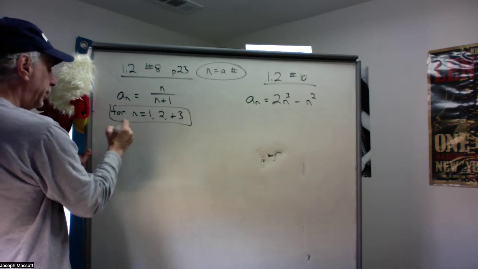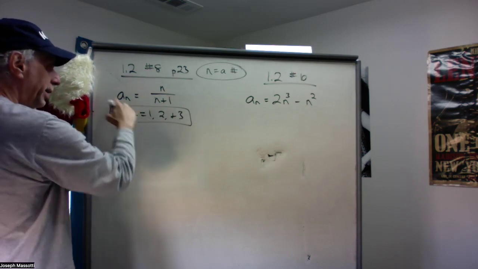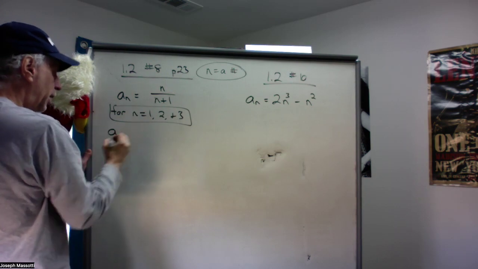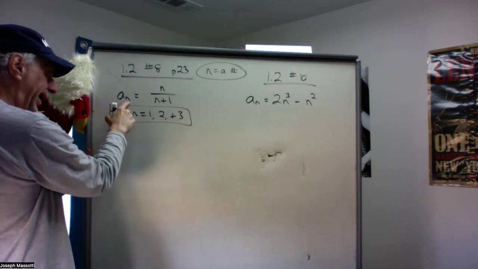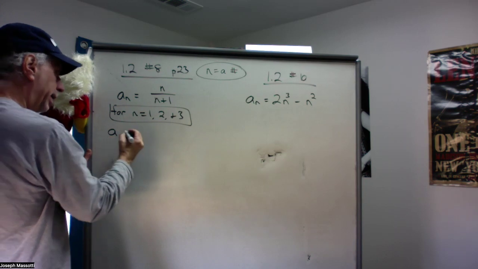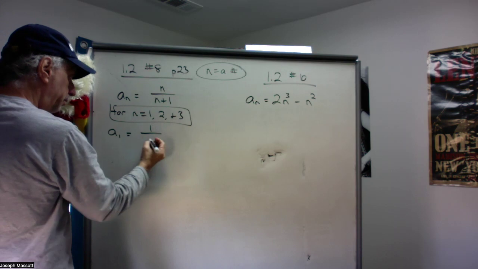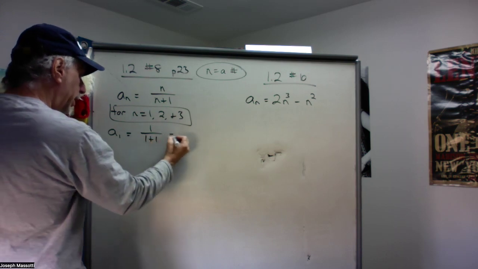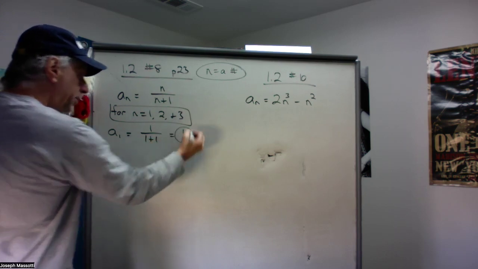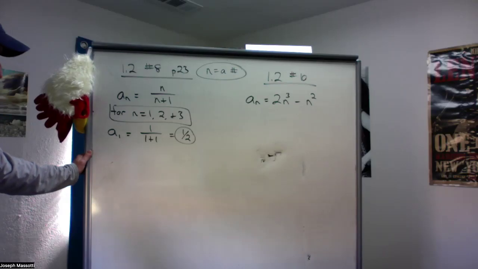So all you're doing is saying, okay, I'm going to plug in 1 into this formula. So a sub 1, we call this a sub n, a sub 1. And then we're just plugging in a 1 everywhere we see an n. So 1 over 1 plus 1, and we get our answer of 1/2.